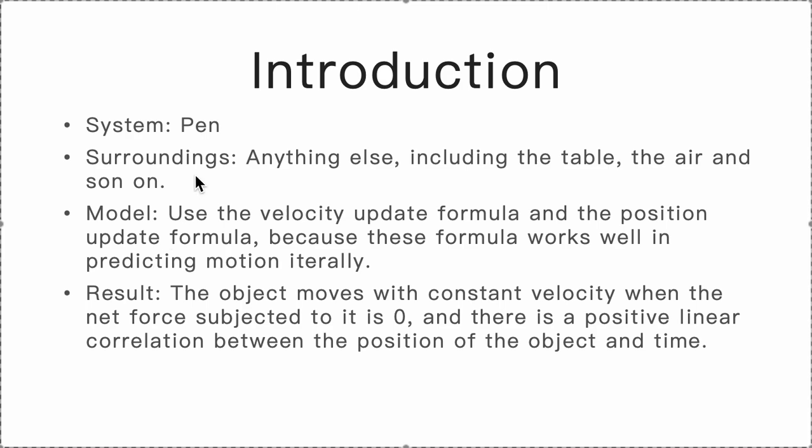The system is a pen, the surroundings is just anything else. We used the velocity update formula and the position update formula to model the motion because this formula works well in predicting motion iteratively. And finally, my result is that the object moves with constant velocity when the net force is zero. And there's a positive linear correlation between the position of the object and time.